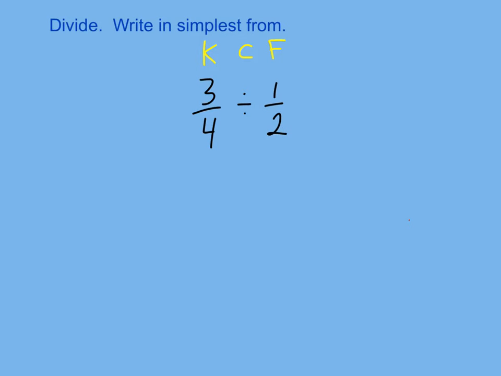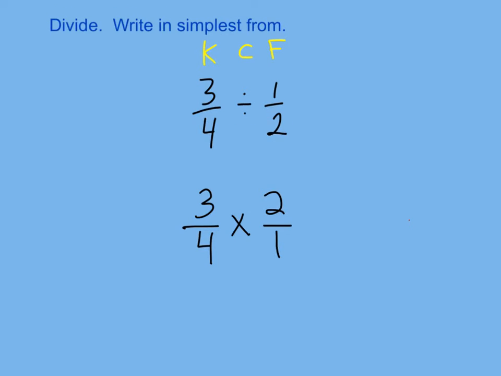So when I have a division problem, my first thing is I'm going to keep the first fraction. So I just rewrite it and keep it the same. The second thing is I change this division problem to a multiplication problem. And now I'm going to flip this last fraction, or use the inverse of that. So 1/2, the inverse, is 2 over 1.